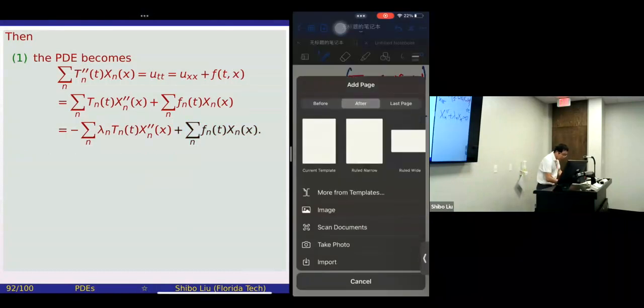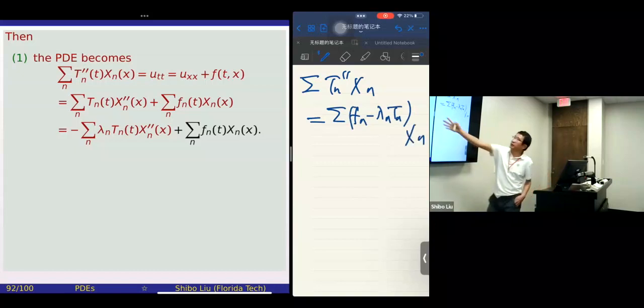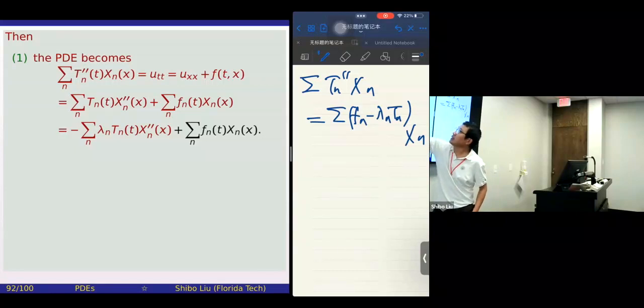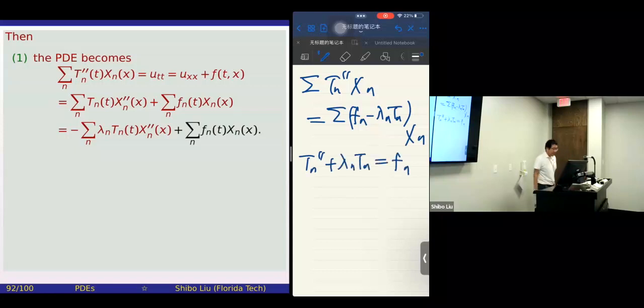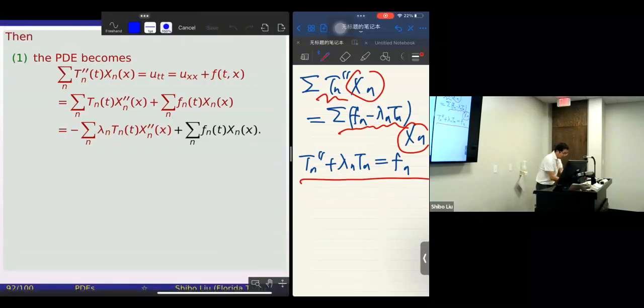So what we get from this, we can see that sigma Tn double prime xn equals sigma Fn minus lambda n Tn xn, right? From this equality, the left hand side is Tn double prime xn. The right hand side is Fn minus lambda n Tn times xn. Okay, so from this we see that Tn double prime plus lambda n Tn equals Fn. Compare their coefficients. So this should equal this. That is this ODE, second order ODE for our coefficient Tn, right?